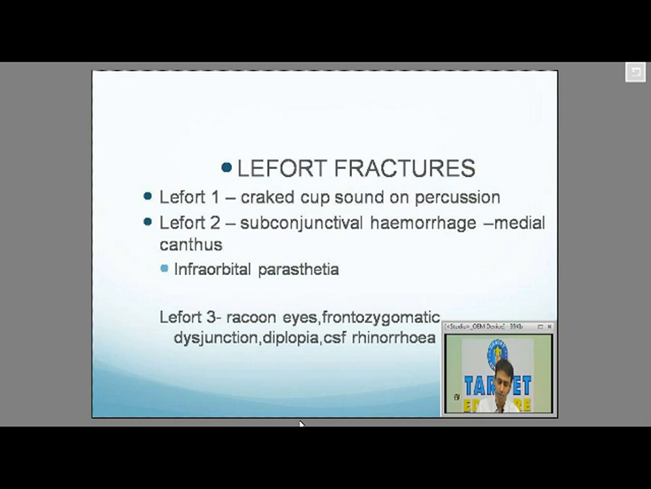As I discussed earlier, from an MCQ point of view, for Le Fort 1, we need to be well versed with the cracked pot sound, which is heard on percussion in Le Fort 1 fractures. In Le Fort 2 fractures, we have subconjunctival hemorrhage seen in the medial canthus. Subconjunctival hemorrhage seen in the lateral canthus is seen in cases of Le Fort 3 fracture because of craniofacial disjunction. In Le Fort 2 fractures, we also have infraorbital paresthesia, which is also seen in Le Fort 3 fractures. In Le Fort 1 fractures, we don't have any infraorbital paresthesia or subconjunctival hemorrhage.